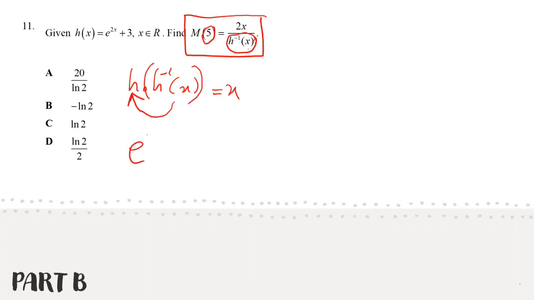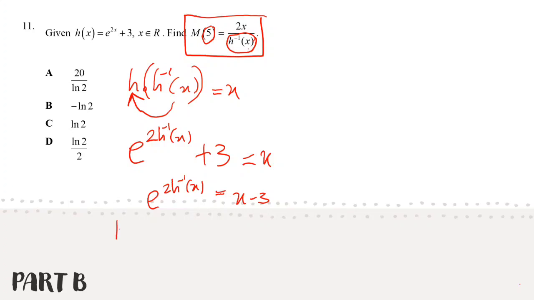We get e to the power of h inverse of x, plus 3 is equal to x. So we get x minus 3 equals e to the power of h inverse of x. And how to make h inverse the subject?